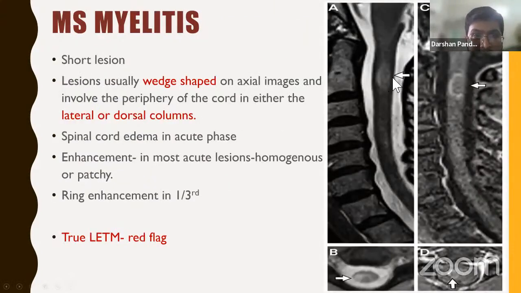Usually there is a short lesion. It's wedge-shaped on axial images, particularly in the periphery of the cord and in the lateral or dorsal columns. In the acute phase, there can be spinal cord edema, and the enhancement can be homogeneous or patchy, and ring enhancement is seen in 1/3 of patients. True LETM is a red flag in MS myelitis.